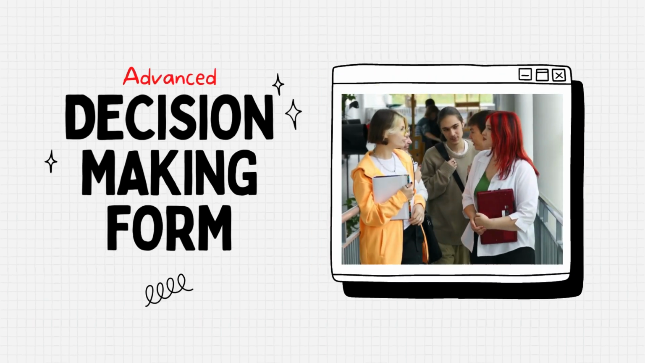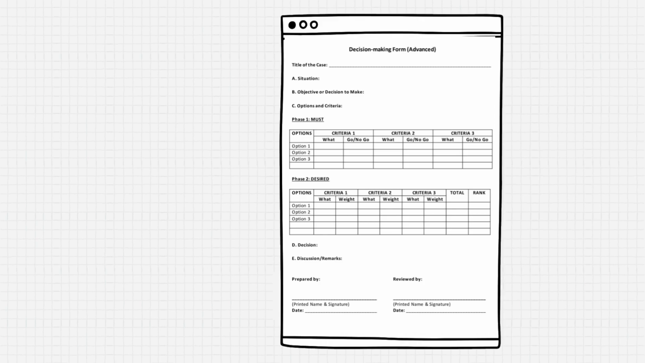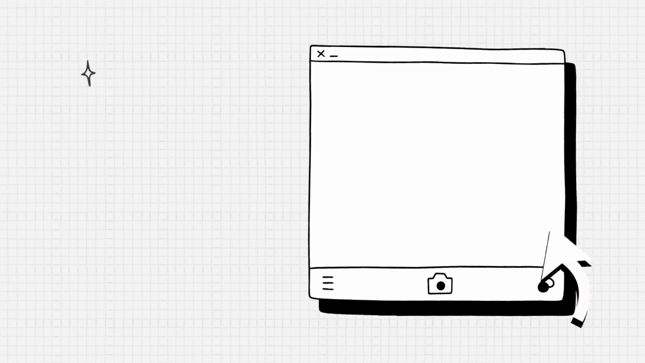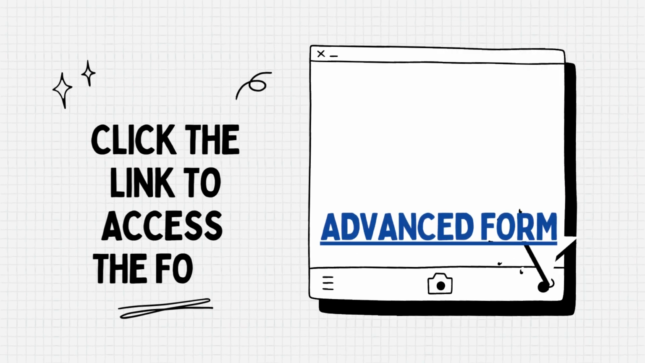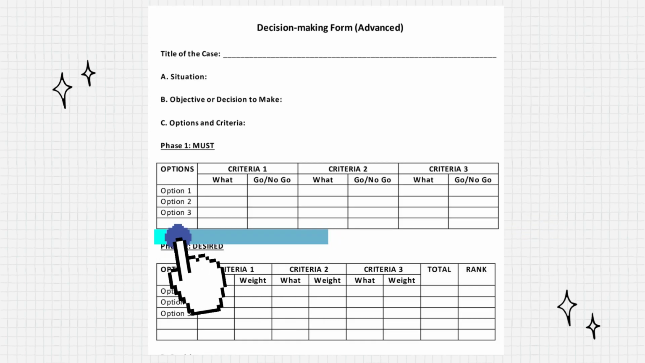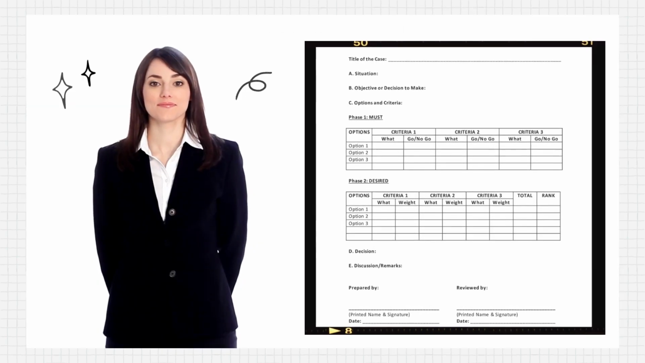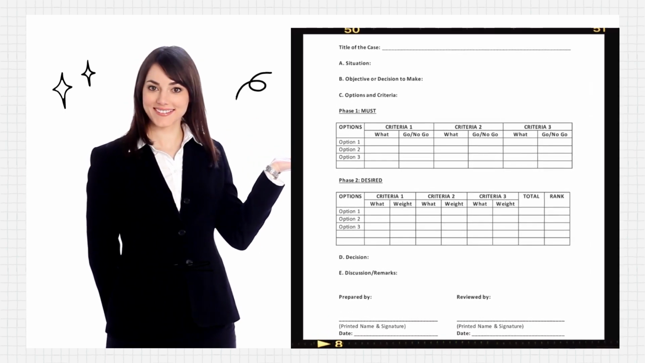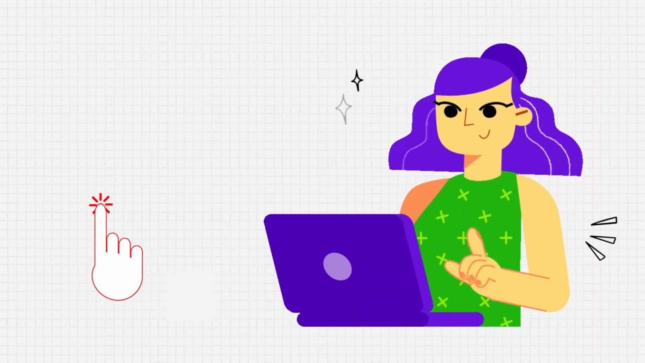In this video, we will discuss how to use the Advanced Decision-Making form, which is written in Microsoft Word. In the description below, you can click the link to access the form, which you can expand by adding more columns or rows. We can consider this as a more advanced form compared to the simplified decision-making form.